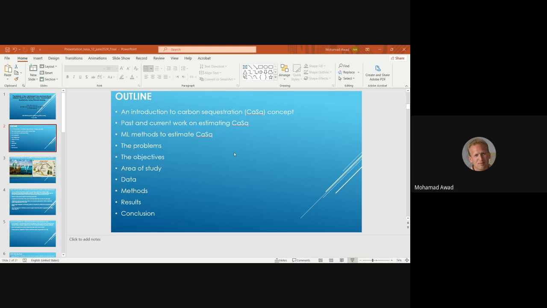Woods for roofs and furniture, and this will keep the sequestered CO2. And let's talk about past and current work in estimating carbon sequestration.